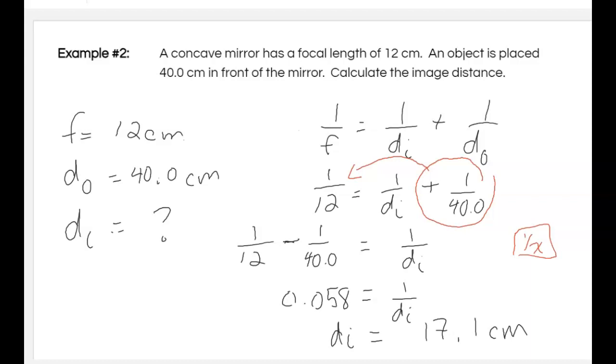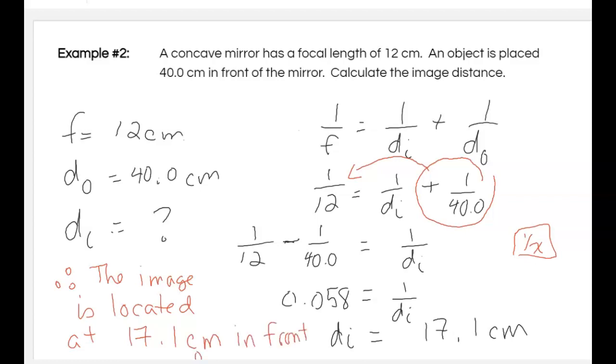So di being 17.1 centimeters, I'm going to write my therefore statement. Therefore, the image is located at 17.1 centimeters in front of the mirror. Now you may be saying, well, how do I know it's in front of the mirror? Well, I know it's in front of the mirror because it's a positive value. If it were negative, then that would tell me it was behind the mirror.